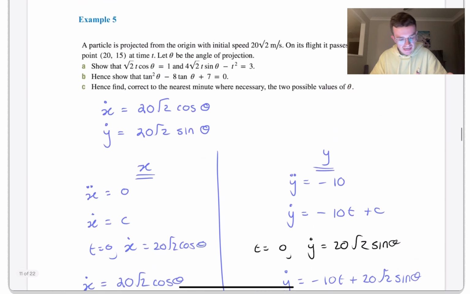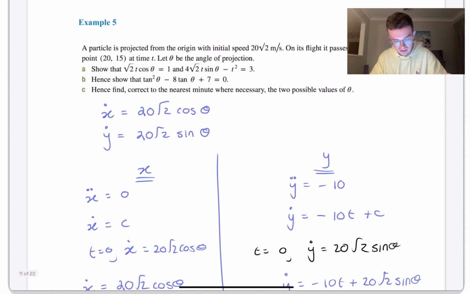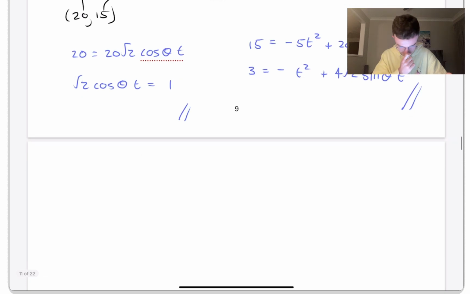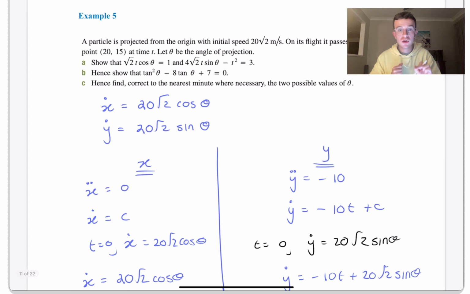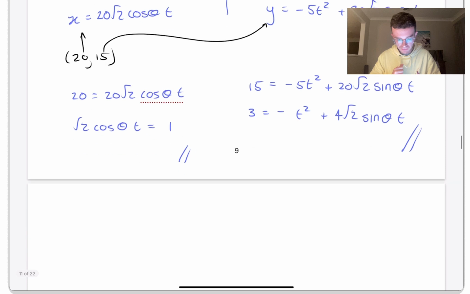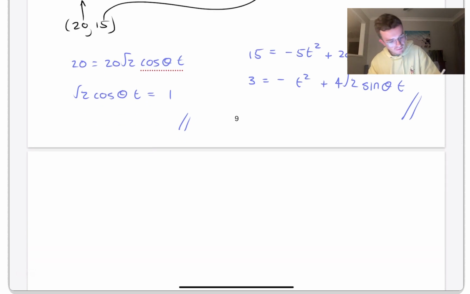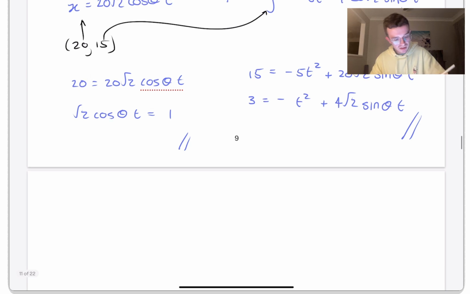Part B, hence show that tan squared theta minus 8 tan theta plus 7 equals 0. Now, we might notice that in this equation there is no t, there's only thetas. And we've got two equations that have thetas and t's. So, two equations in two unknowns. Let's make t the subject of one of these and solve. That will get rid of our t's and we hopefully will get to what we want to prove.